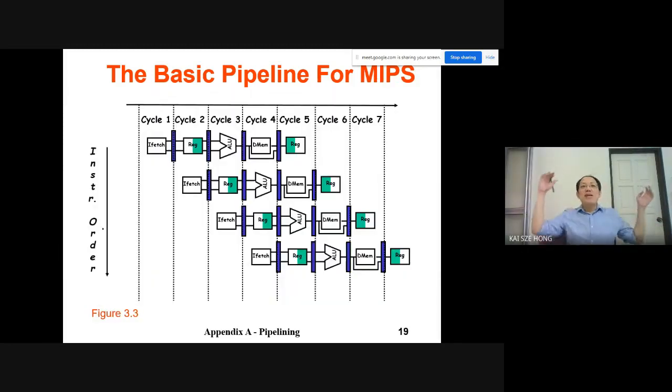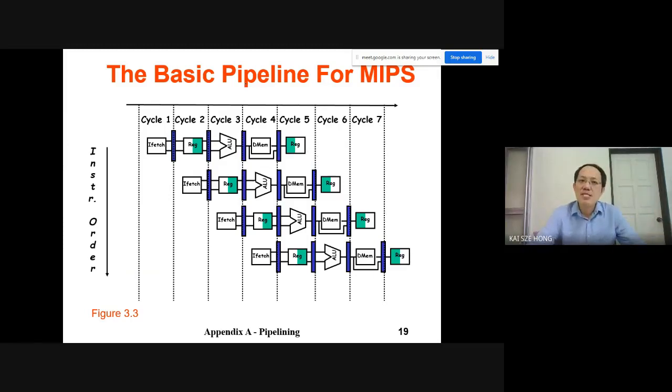So this is the basic pipeline for the MIPS. Remember, we have 5 stages: instruction fetch, instruction decode, then ALU, then memory access, and then write back. I believe all of you can memorize it already because I've said it 10 times, right? Now I say it one more time. In cycle number one, you have the instruction fetch, then after that, the instruction decode, the same thing. After that, we go to the ALU, arithmetic logic unit, then memory access, then we go to the write back.